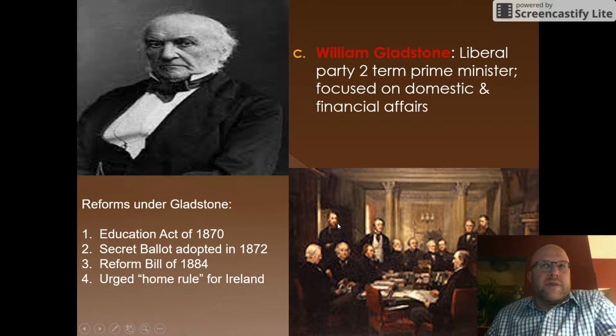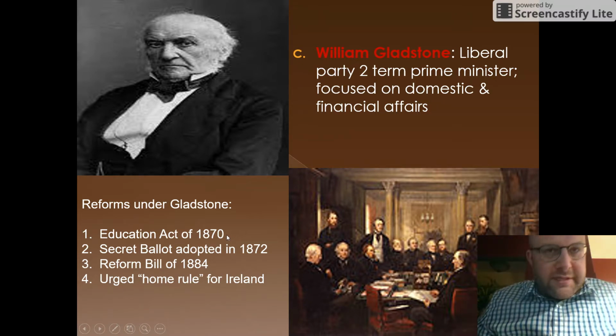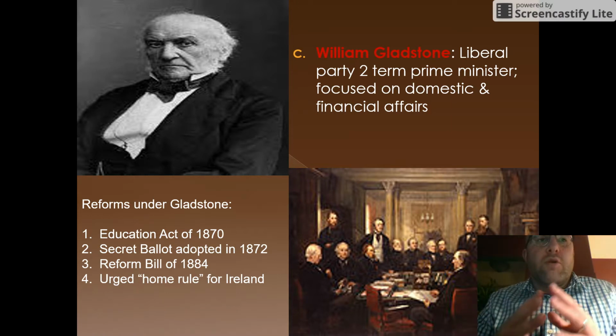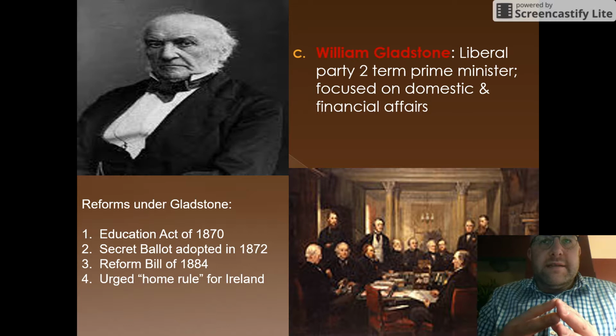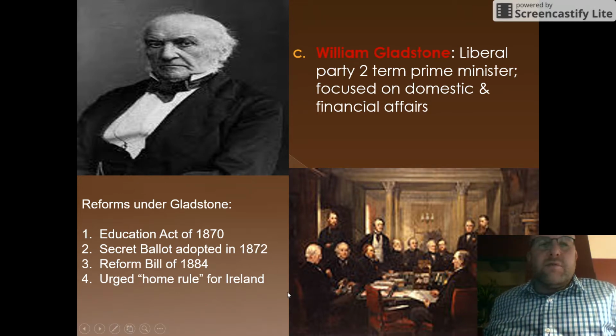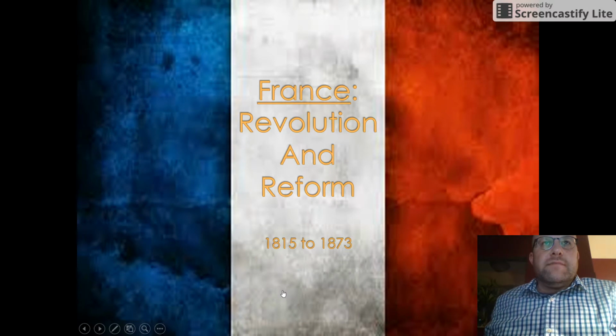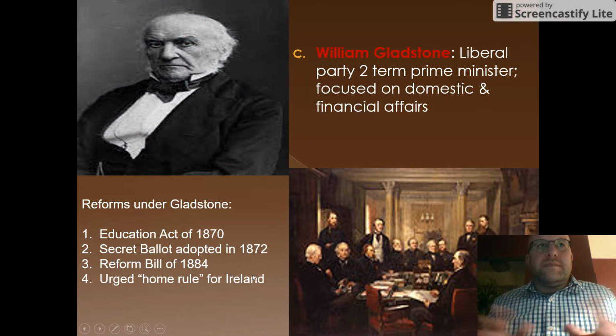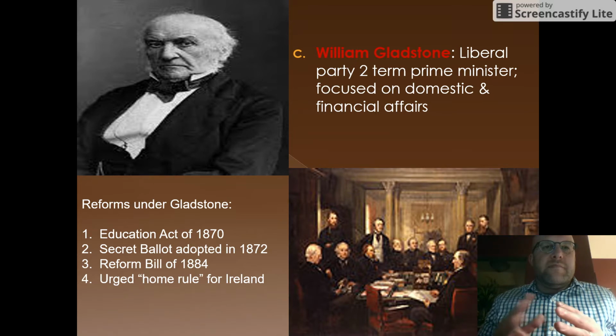Gladstone was a liberal two-term prime minister focused on domestic and financial affairs. His reforms included the Education Act, which required school children up to age 10 to have schooling; the secret ballot, which the Chartists had pushed for; another Reform Bill, which gave farmers the right to vote; and a big one, urging home rule for Ireland, meaning Ireland should be independent of Britain, although this wasn't successful initially. After a war in the 1900s they would be independent. So those were the big reforms under Gladstone, and some of the major reforms to take place in Great Britain during this time.